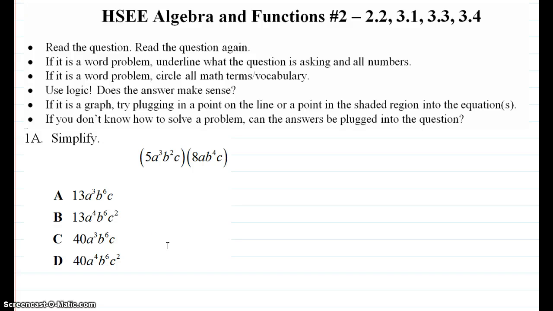Alright, let's get started on our next high school exit exam review. Some important things to remember. Always make sure you read the question and then go back and read the question again.